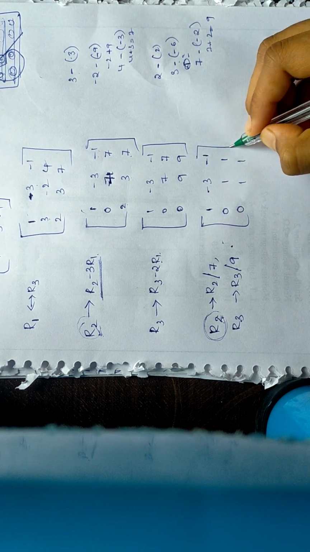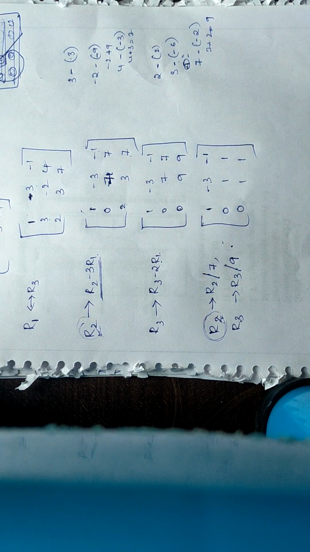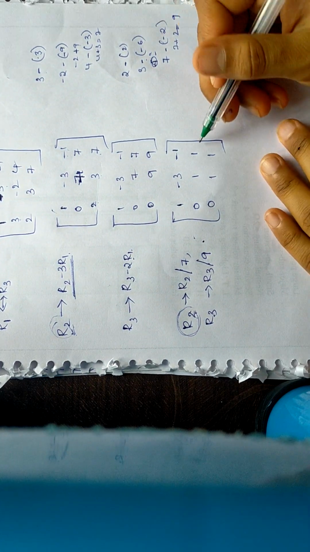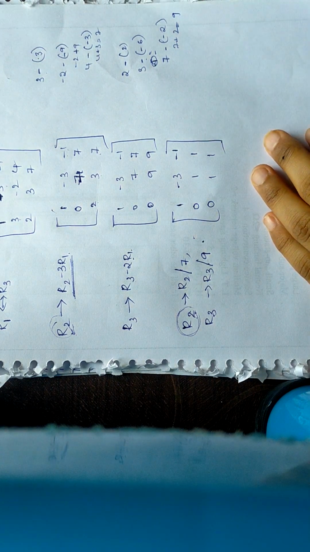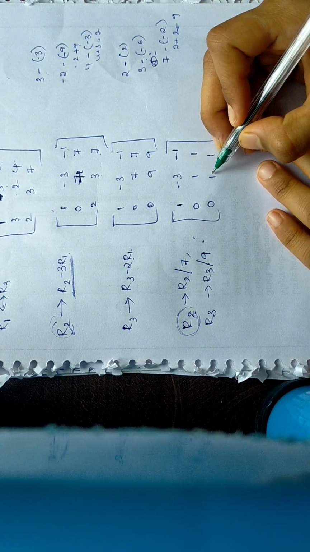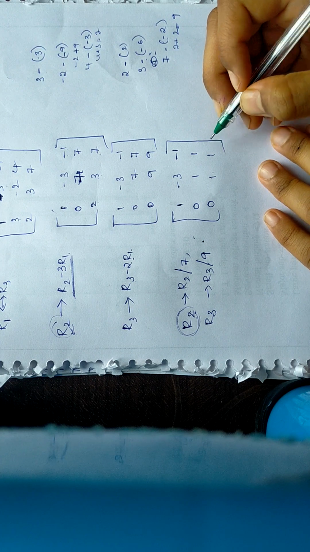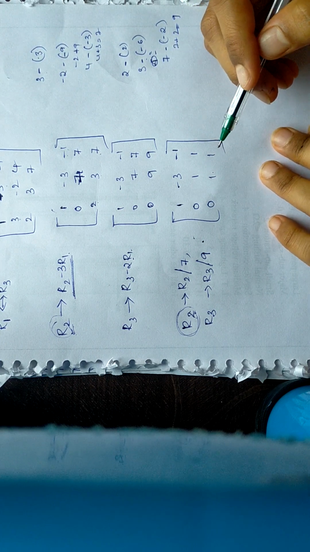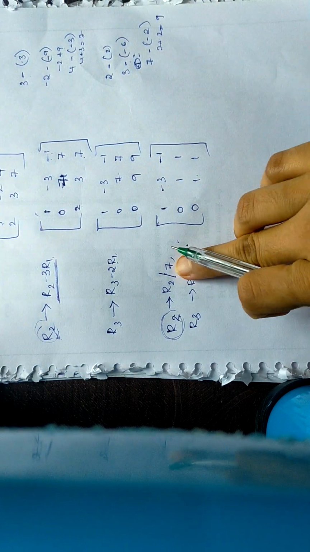Now, if you observe here, we can just directly subtract these two rows. So 1 minus 1 will be 0, 1 minus 1 will be 0. So we can make the complete row as 0. That is why we have multiplied by 7.